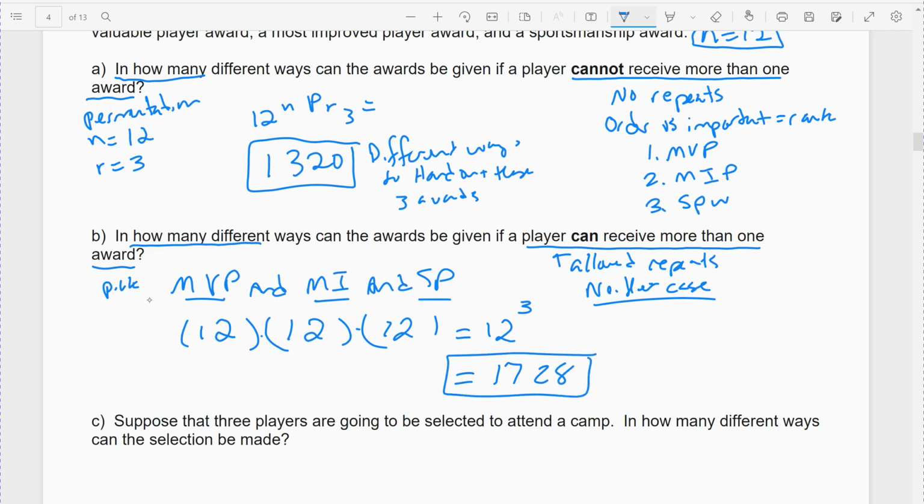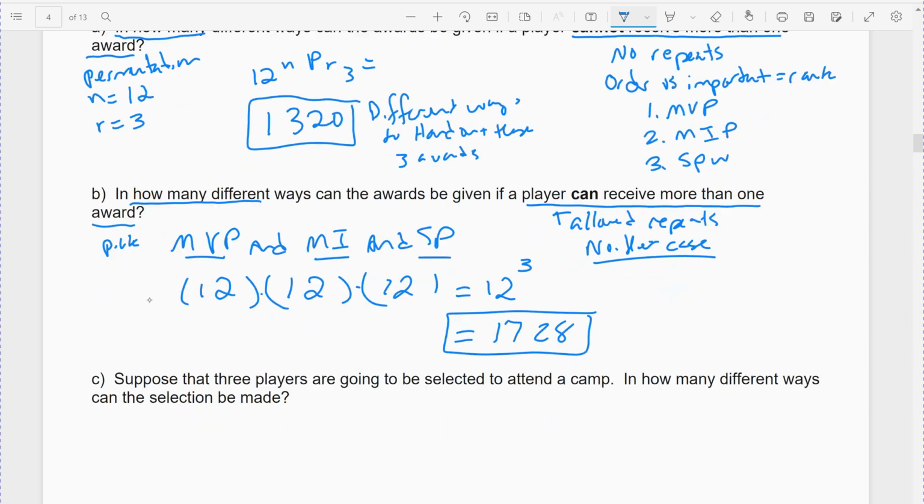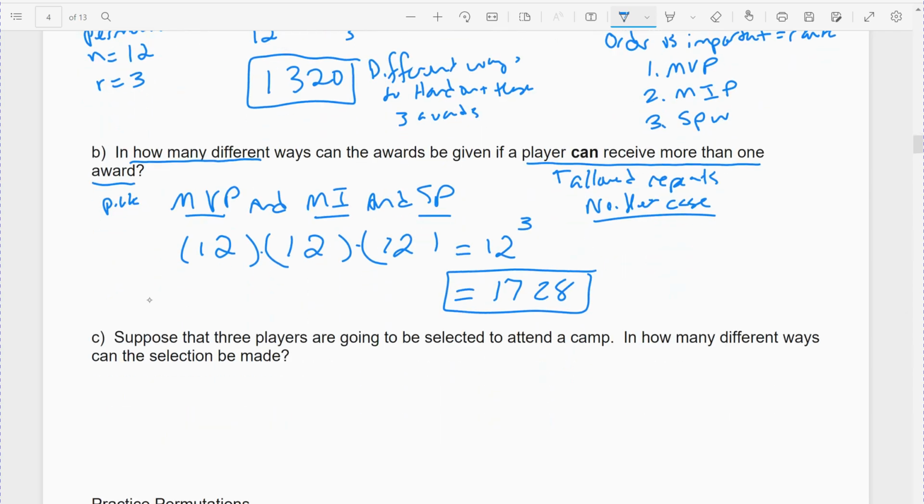Alright, so if I'm allowing players to have multiple awards, I now have 1,728, and it should make sense that it's bigger, because you have a group of all of the same. All 12 players could win all 3, right? That's a group. So 1,728. Alright, so by process of elimination, that means my part C was the combinations case. But again, make sure you understand why it's the combinations case.